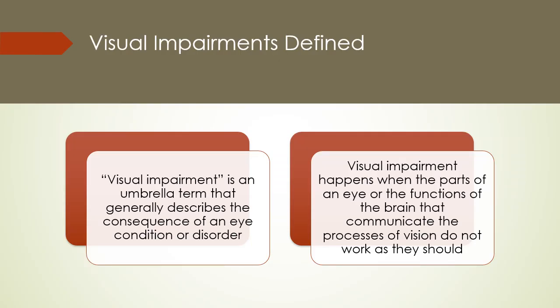Visual impairments defined. Visual impairment is an umbrella term that generally describes the consequence of an eye condition or disorder. Vision impairment happens when the parts of an eye or the functions of the brain that communicate the processes of vision do not work as they should.